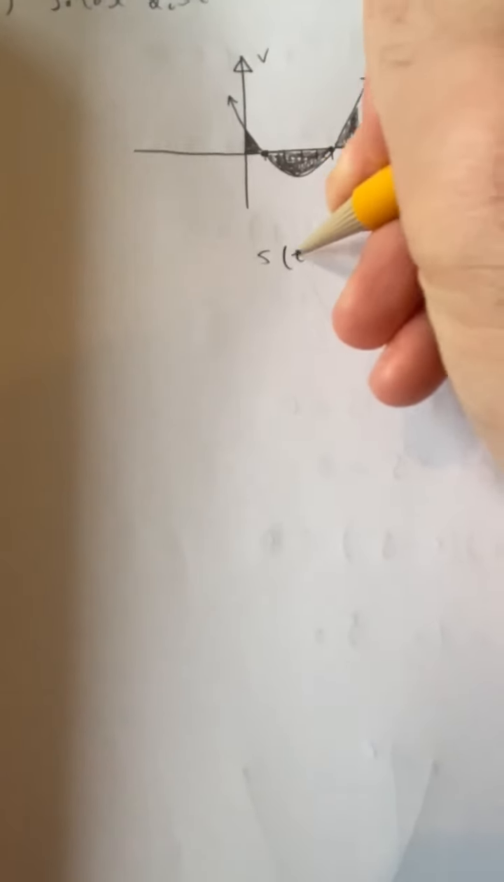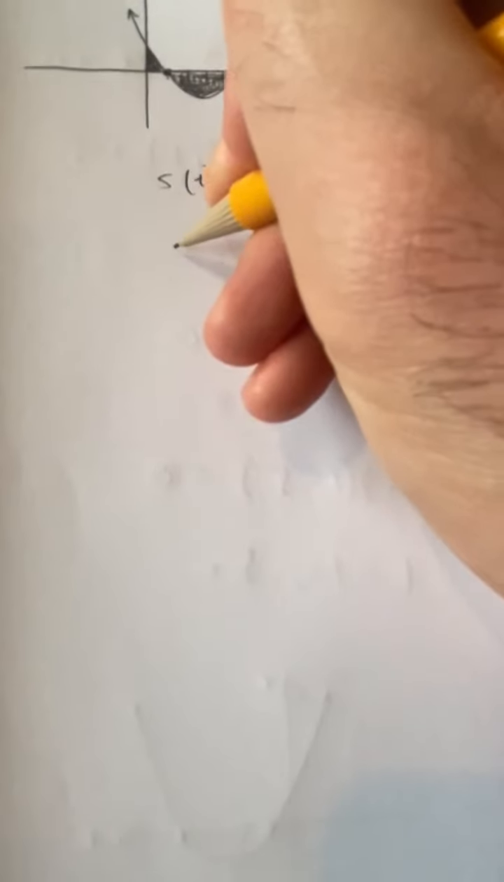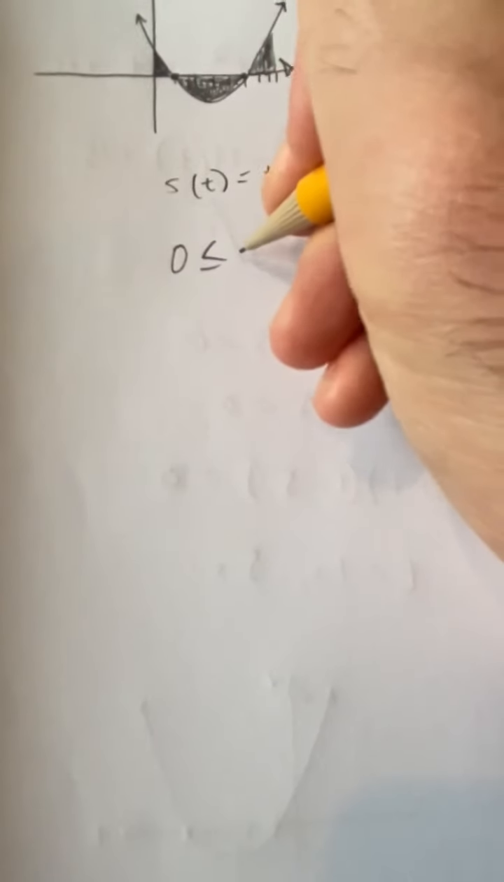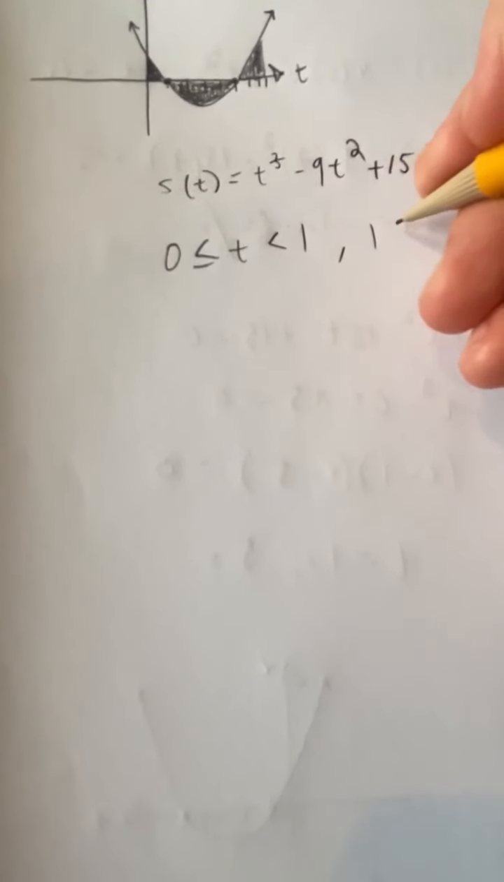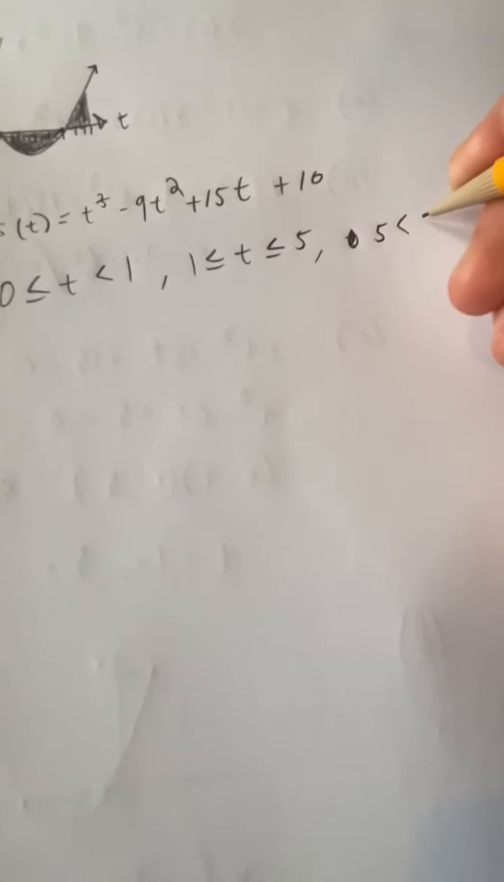So the way that we do this mechanically is we look at our position function. Okay, s of t equals t cubed minus 9t squared plus 15t plus 10. And we're looking at these three intervals. So t between 0 and 1, t between 1 and 5, and finally t between 5 and 8, okay?